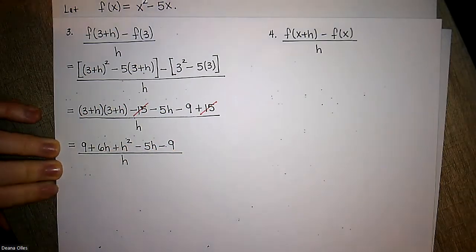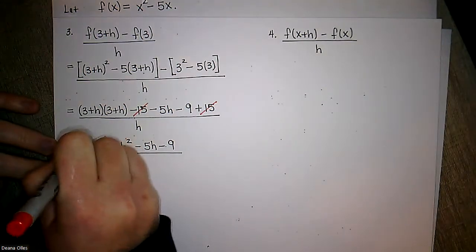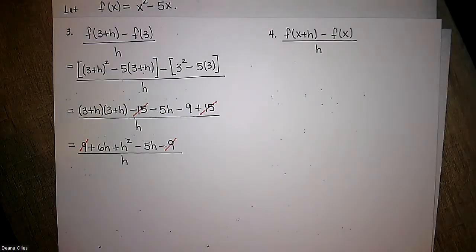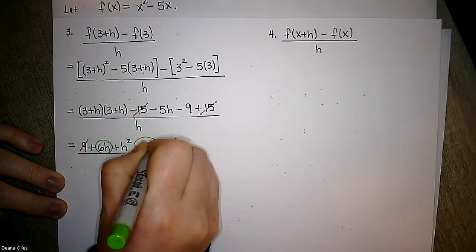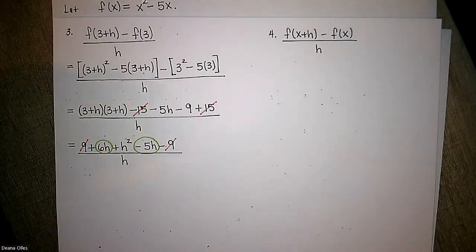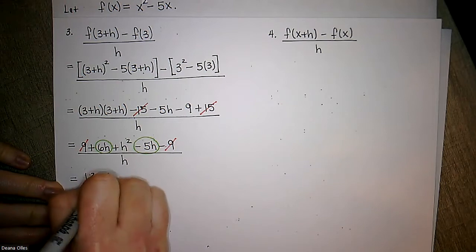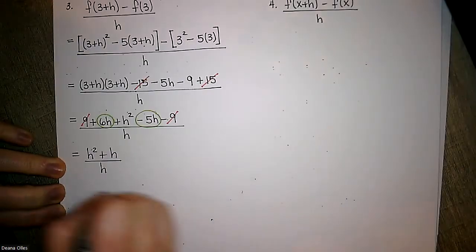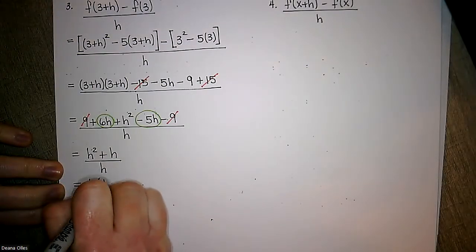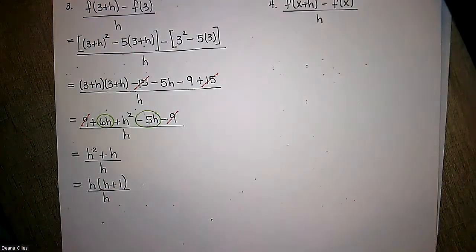All right, so I still have the negative 5h and the negative 9. Oh, look at that. More stuff cancels. Playing the cleanup game. And you know what? While I'm at it, I see I have 6h minus 5h. So I can combine those two terms as 1h. So I have h squared plus h all over h. Oh, I can factor an h out of my numerator. Look at that. So h times h plus 1 is what I'll have left over all over h.